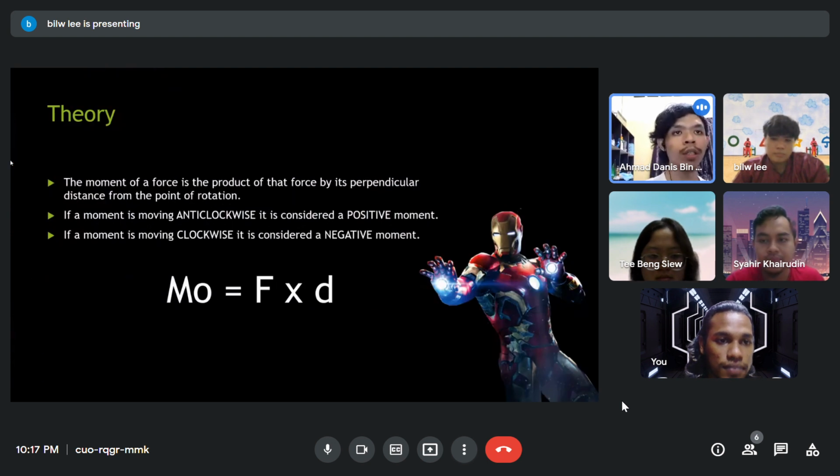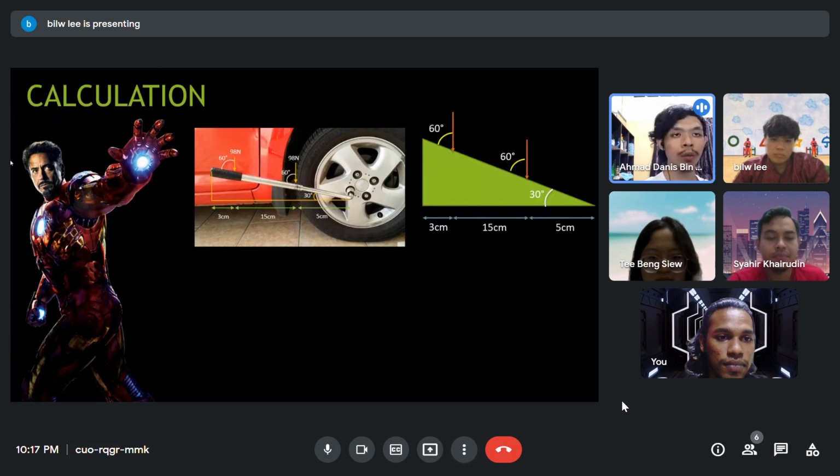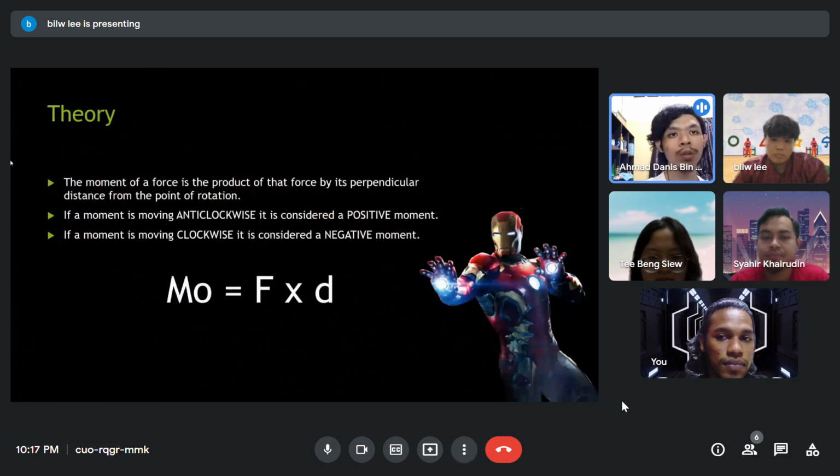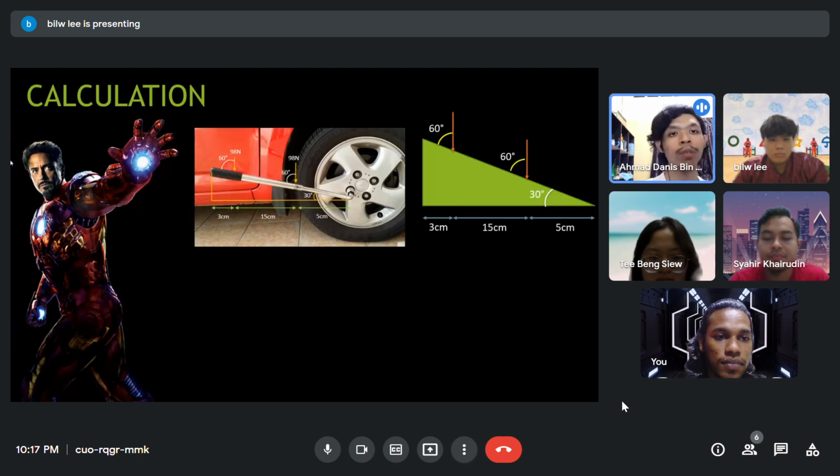Okay, moment we can define as a measure of rotation about a point. The moment of a force is the product of the force and the perpendicular distance from the point of rotation. A moment has both magnitude and direction. If the moment is moving clockwise, it's considered a positive moment. If a moment is moving anti-clockwise, it's considered a negative moment. So the formula to calculate the moment, we use M equal to F multiplied by D. M is the moment, F is the force, and D is the distance from the point to the force.